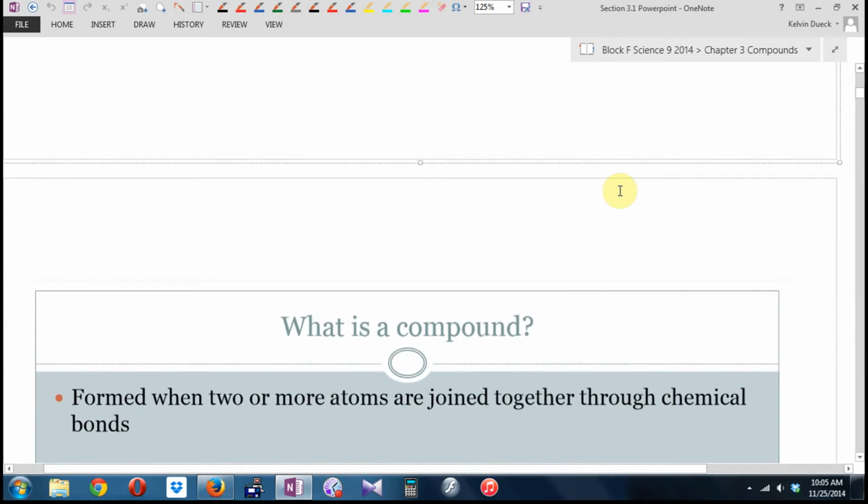What's a compound? Well, a compound is formed when two or more atoms are joined together through, here's the word you can fill in, chemical bonds. And this year, there's going to be two main types of chemical bonds. We're going to be talking about that today. There's going to be two main ways that a calcium atom can join together with a chlorine atom, or an oxygen atom can join together with a chlorine atom.